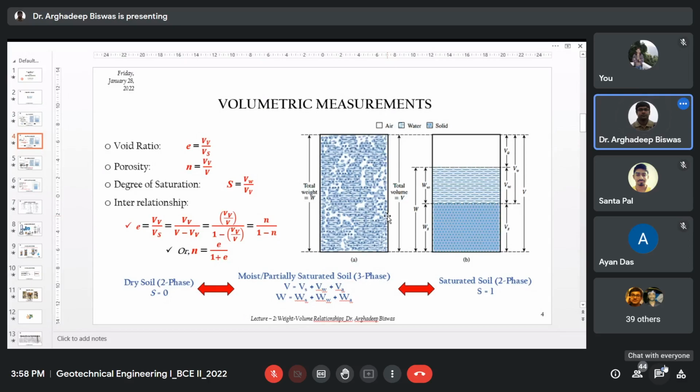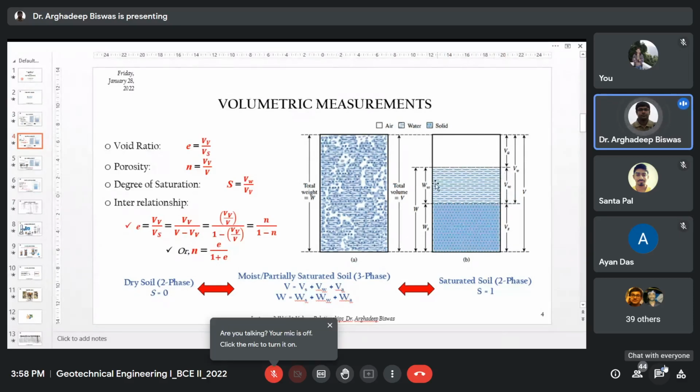VV equal to VA plus VW. Here, you just look into this picture. This is the phase diagram. Entire thing is there. VA, this is VV. This is VA, this is VW.